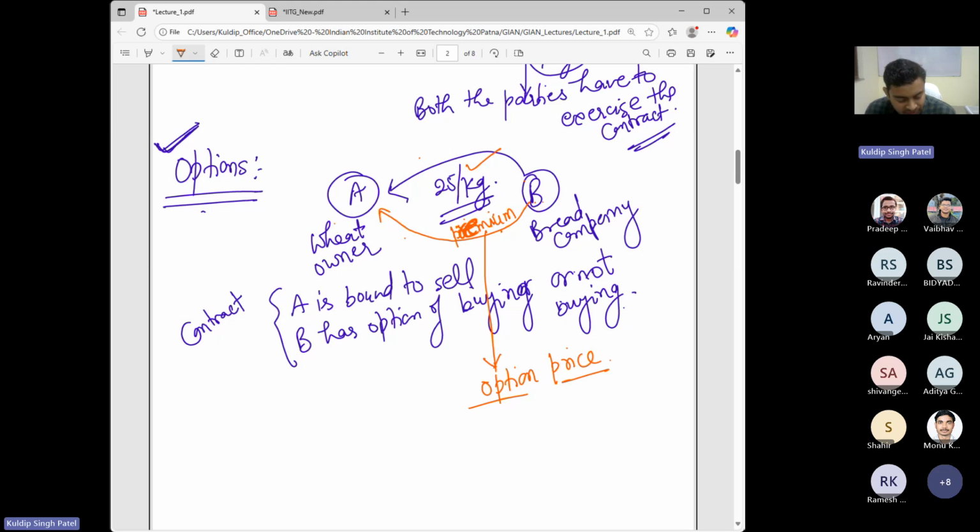Is everyone comfortable with the word option price? Aryan, Aditya, everyone comfortable with the word option price?